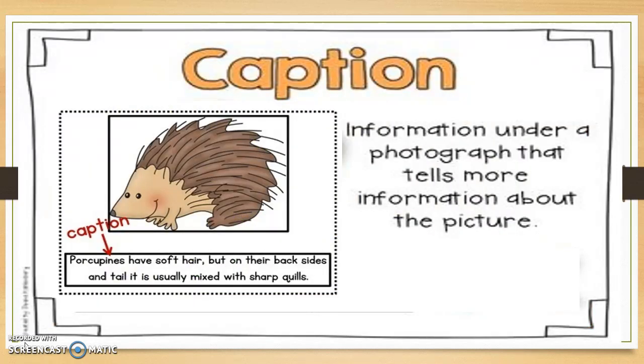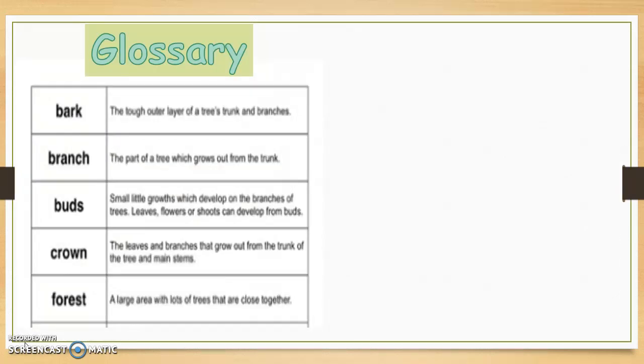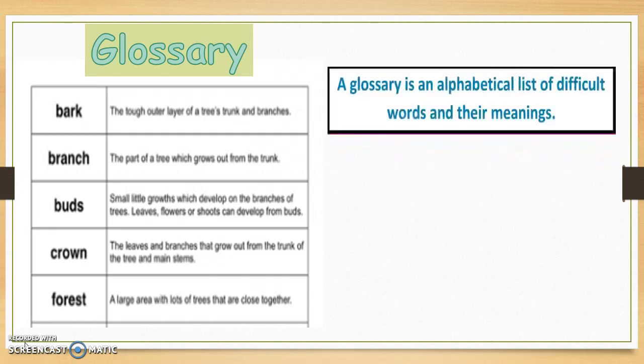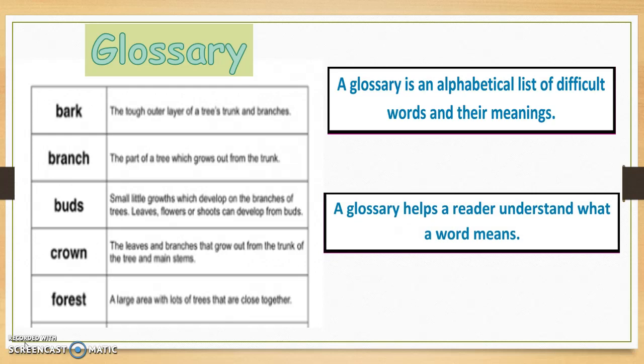In non-fiction books, there is often a caption underneath the picture. The caption tells us more information about the picture. Also, in non-fiction books, you find a glossary. The glossary is normally found at the back of the book. This is a glossary you might find in the book Growing Plants. A glossary is an alphabetical list of difficult words and their meanings. A glossary helps a reader to understand what a word means.